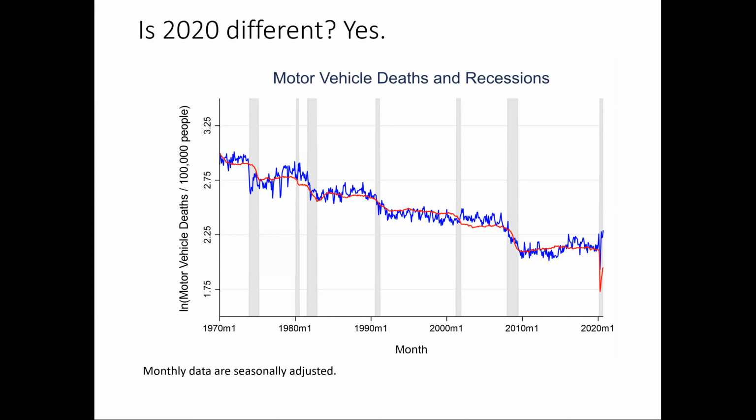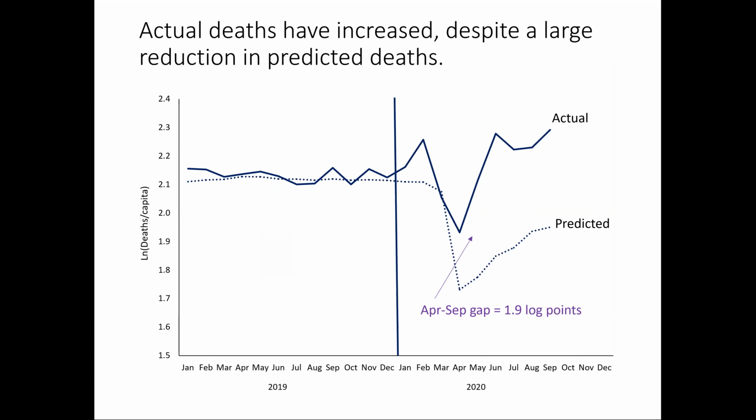If you then look at the prediction for 2020, and I'll show you this in a little more detail on the next slide, the prediction, given what happened to unemployment, is this red line, which is a massive decrease in deaths per capita. What we got was this blue line, which is a massive increase in deaths per capita. And so let me show you this here.